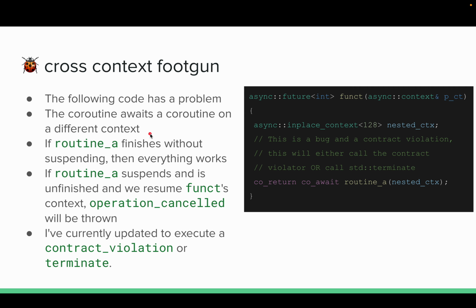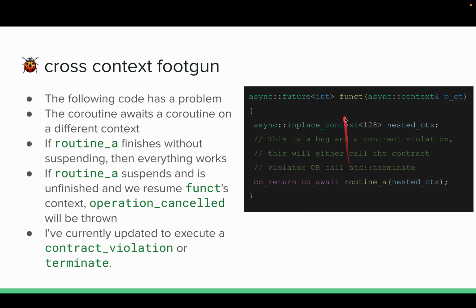If you await these things, if routine A, this little routine here, finishes without suspending and it's done, then everything works fine. You get the value back, good to go. If routine A suspends and is unfinished, well, we have a bit of a problem. If you have a future that's somewhere out here that points to funct and you resume it, it's going to resume this point of the code. It's not going to resume the active coroutine. Or to be more clear, even if the active coroutine is routine A and you resume funct, which is currently pointing to routine A, if routine A awaits on something else, you will early resume routine A.